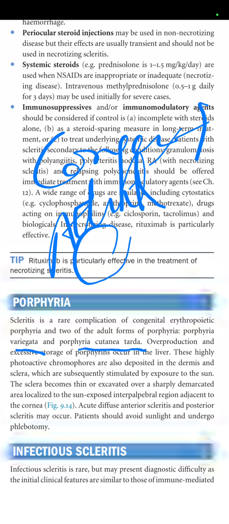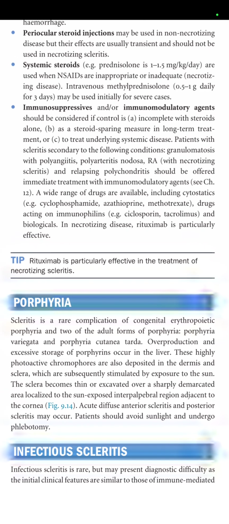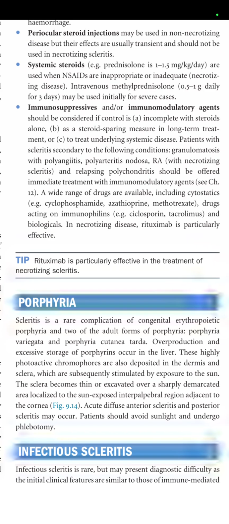Basically it is differentiated on the basis of the enzyme that is defective and that is causing the overproduction of porphyrins. Overproduction and excessive storage of porphyrins occur in the liver. These highly photoactive chromophores are also deposited in the dermis and sclera, which are subsequently stimulated by exposure to the sun. The sclera becomes thin or excavated over a sharply demarcated area localized to the sun-exposed interpalpebral region adjacent to the cornea. Acute diffuse anterior scleritis and posterior scleritis may occur. Patients should avoid sunlight and undergo phlebotomy.